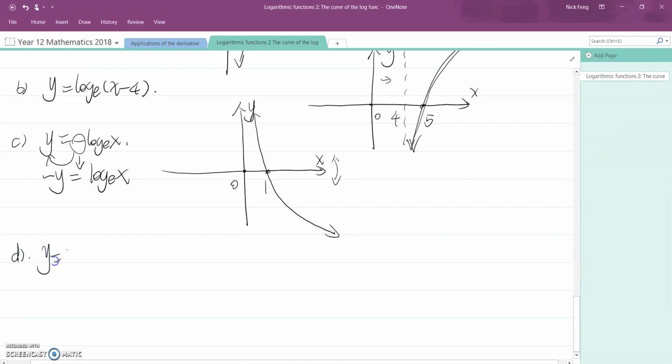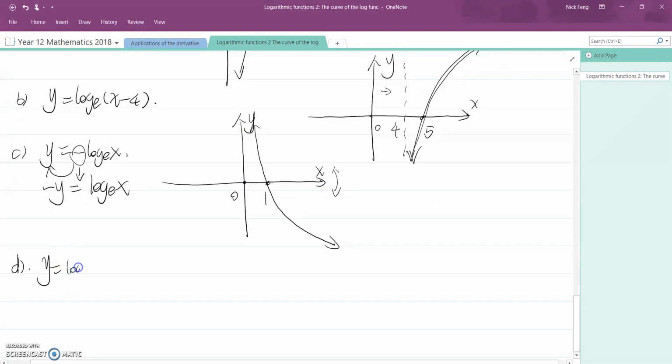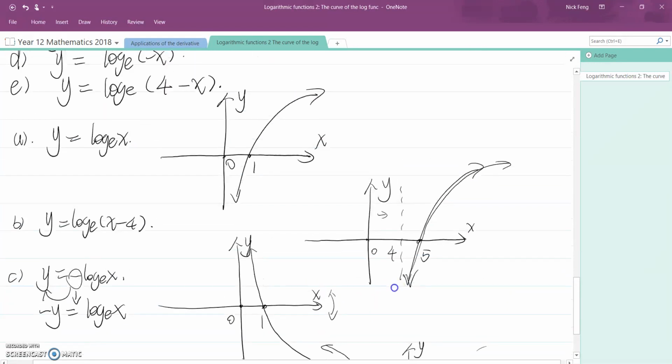Okay, now part D. We have y equals log of negative x. Now this time, x is replaced by negative x, therefore it's a horizontal reflection. So originally the curve was like this. Now if you flip it horizontally, it's just going this way. Instead of cutting at 1, you have -1. So that is the actual curve for this one.